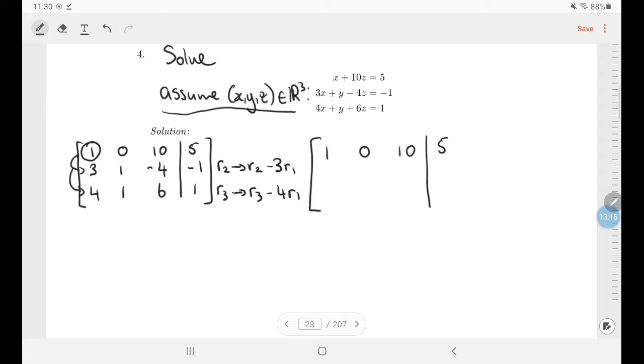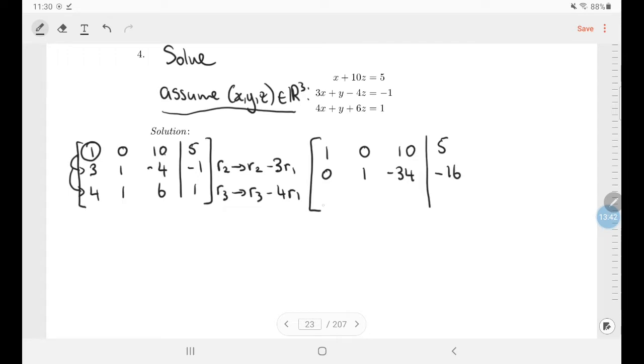Now you'll need practice at these. 3 minus 3 times 1 is equal to 0. I'm doing 3 minus 3 times 1, 1 minus 3 times 0, minus 4 minus 3 times 10, minus 1 minus 3 times 5, the whole way across. So 1 minus 3 times 0 is 1. Minus 4 minus 3 times 10 is minus 34. And minus 1 minus 3 times 5 is minus 16. And I will do the other one.